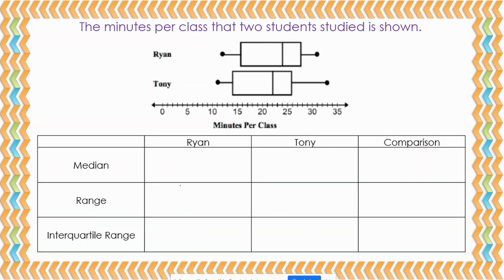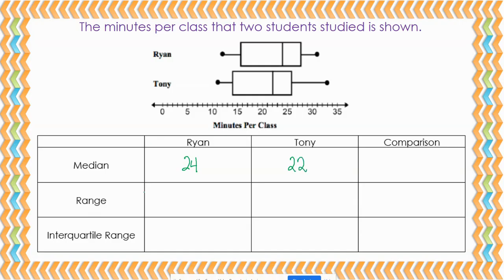Now let's look at the next box plot, which shows the minutes per class that two students studied. So we're comparing Ryan and Tony. So let's compare the median for both. When I look at Ryan's median, it's right here at 24. And when I look at Tony's median, it's right here at 22.